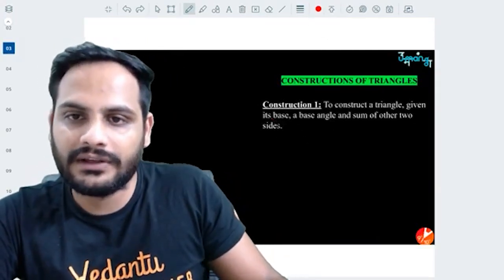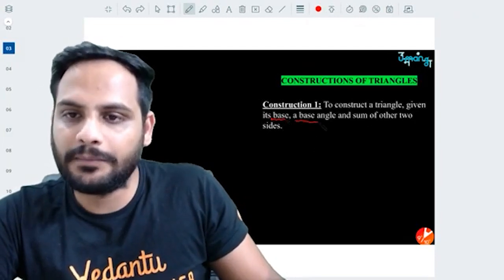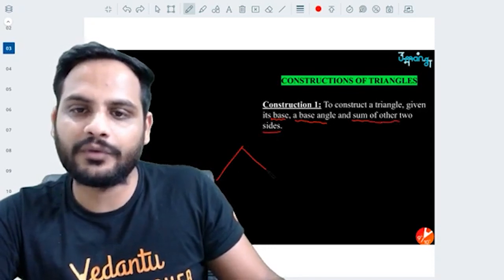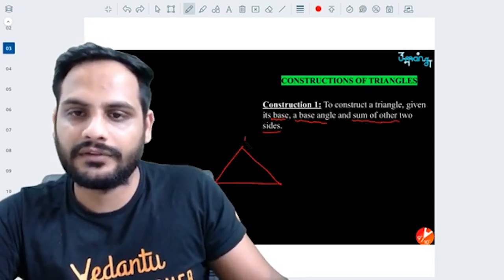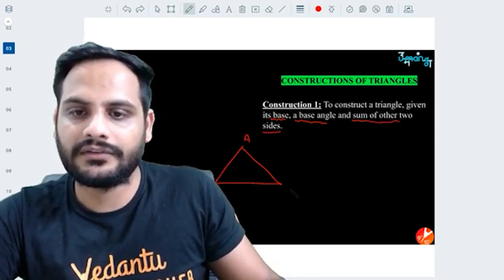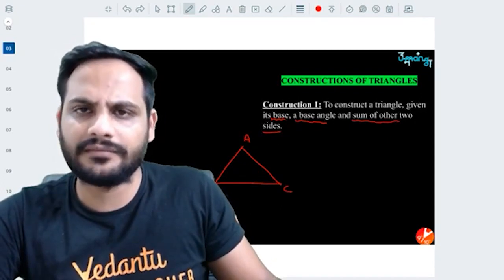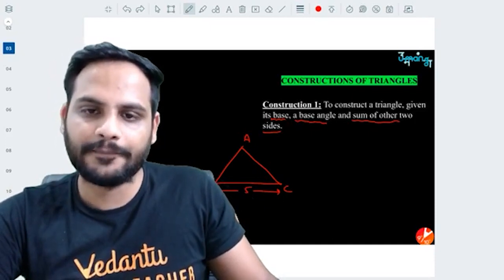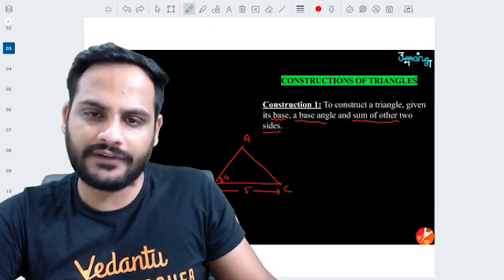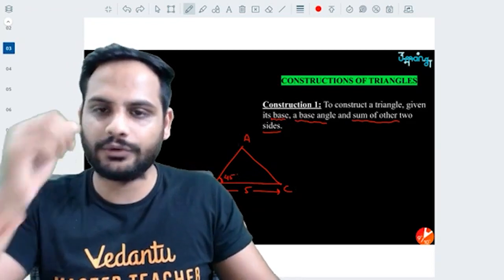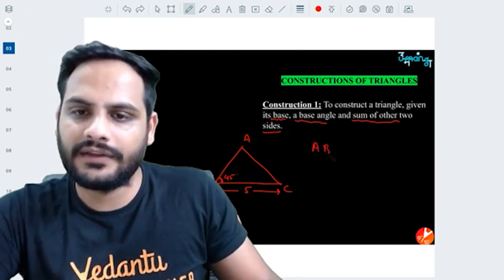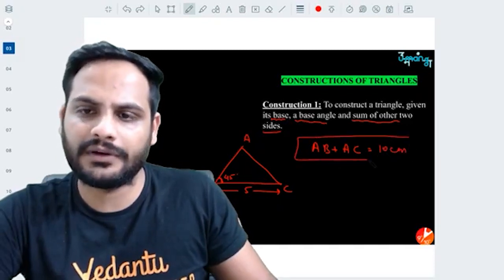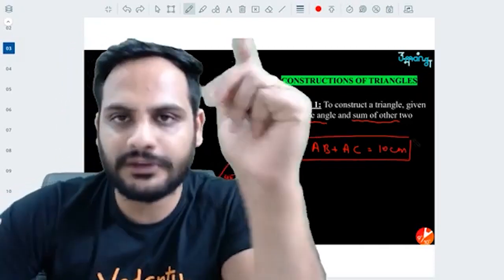Remember what will be given? One base will be given, one base angle will be given, and the sum of other two sides will be given. For example, suppose I give you a triangle like this, A, B, C. The length of BC will be given, let's say 5. This angle I will give you, let us say 45 degrees, and I'll give you the sum of other two sides, let us say AB plus AC is equal to 10 centimeters. So these three informations will be given to you.